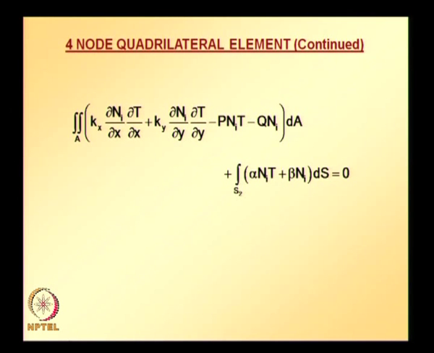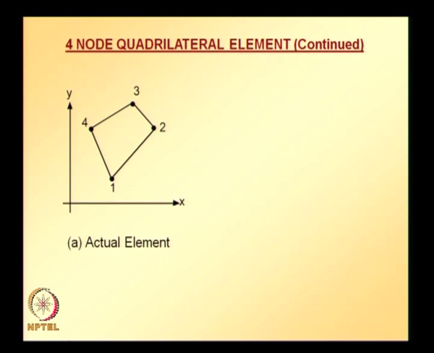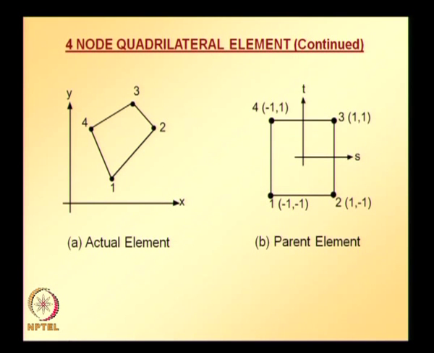and now we need to make the substitution of shape function expressions. There are 4 shape functions for the 4 node quadrilateral element. These shape functions need to be in the parent coordinates, since we will be mapping the actual element onto a parent element. The actual element is shown.